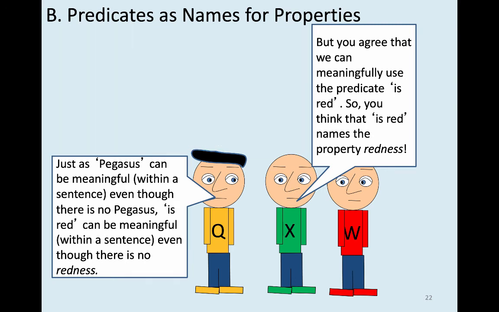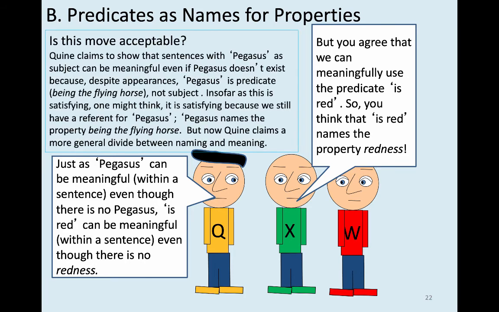And I want you to think about this move for a second. So what Quine is doing is he's basically saying, look, you thought Pegasus had to refer to something because, you know, the sentence Pegasus was birthed from Medusa's head is meaningful. But I showed you it doesn't have to refer to anything just because that sentence is meaningful. And similarly, says Quine, even if predicate terms don't refer to anything, sentences with predicate terms, like that house is red, can be meaningful. And what I want you to think about is whether this move is acceptable.